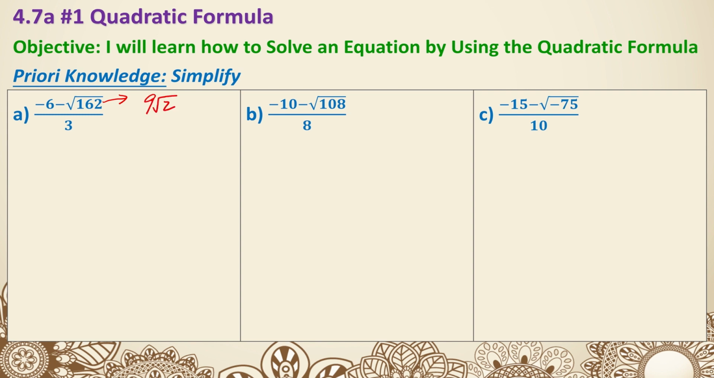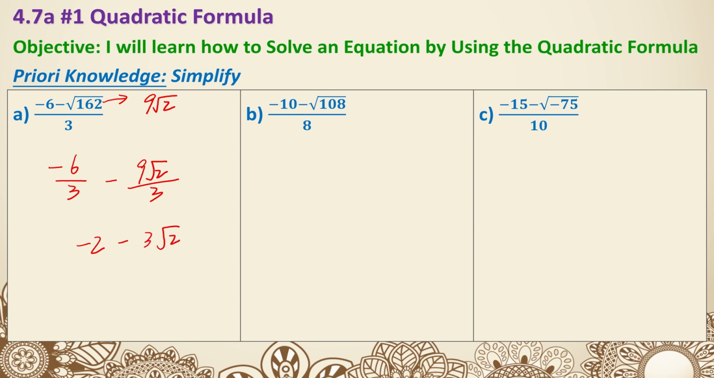So now when we actually try to simplify this, we are going to separate the fractions because this denominator is basically a common denominator between the two separate fractions. So here you go. It's going to give us -6/3 minus 9 square root of 2 over 3, which is going to become -2 minus 3 square root of 2.